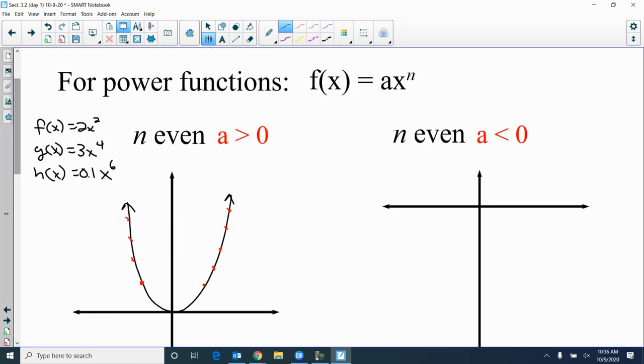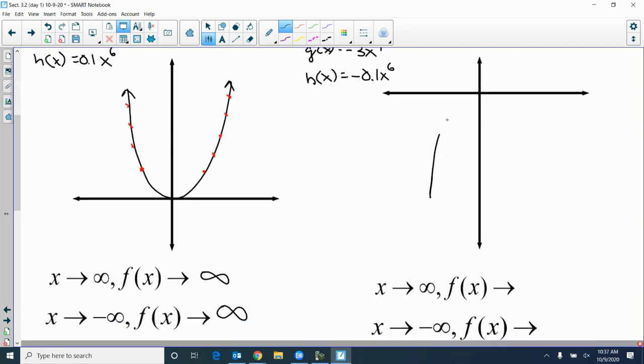A is less than 0. And so that just means f of x is negative 1x squared. G of x is negative 3x to the 4th. H of x is negative 0.1x to the 6th. Whatever. Even function, negative number, really, what's the only thing that it does? Flips it over the x-axis. It's going to flip it over the x-axis, and it's going to open down.